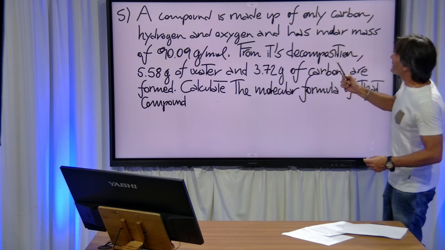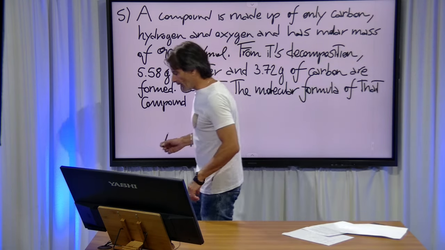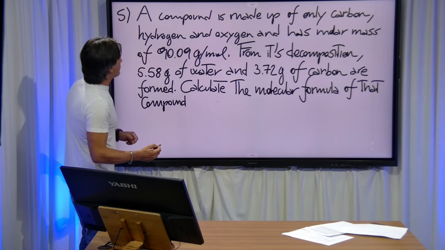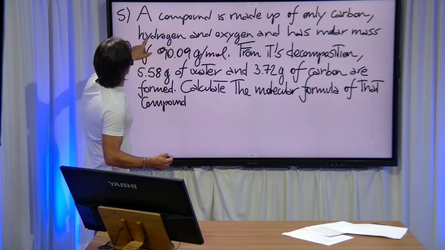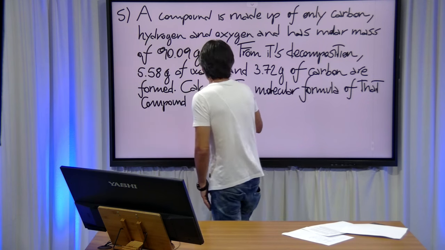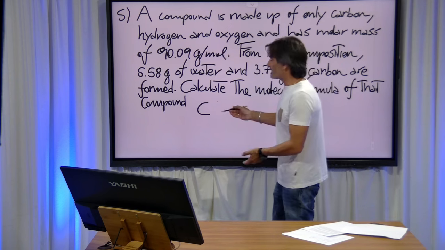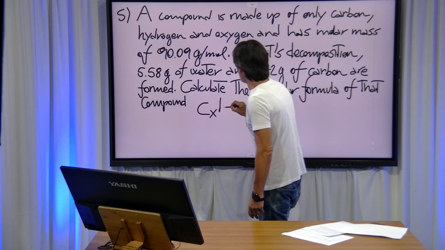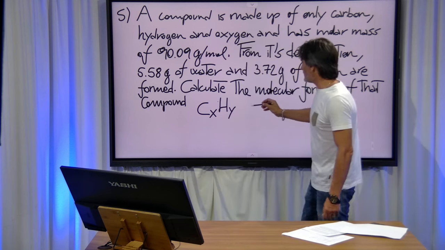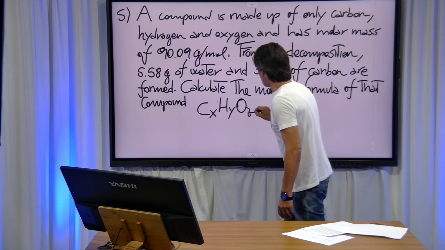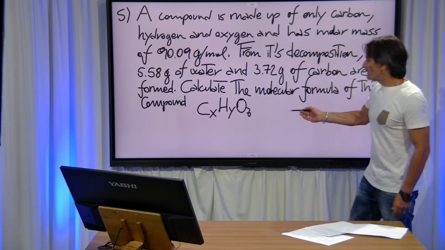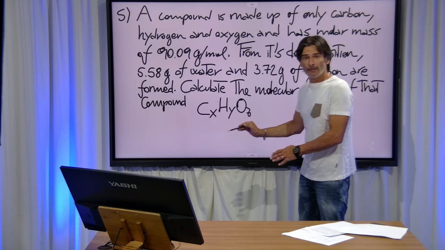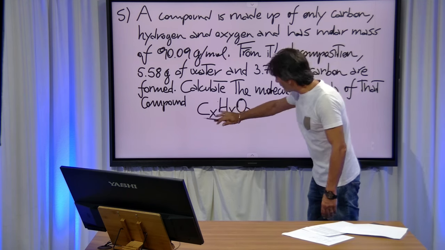Okay, so in this case I can write something only to show you what I'm saying. The molecule contains carbon, hydrogen, and oxygen. So, the generic formula of this compound could be C x, H epsilon, and O zeta. These are generic coefficients, unknown at this moment.